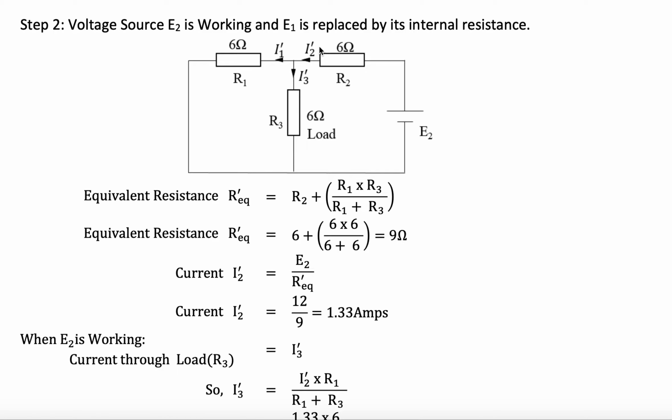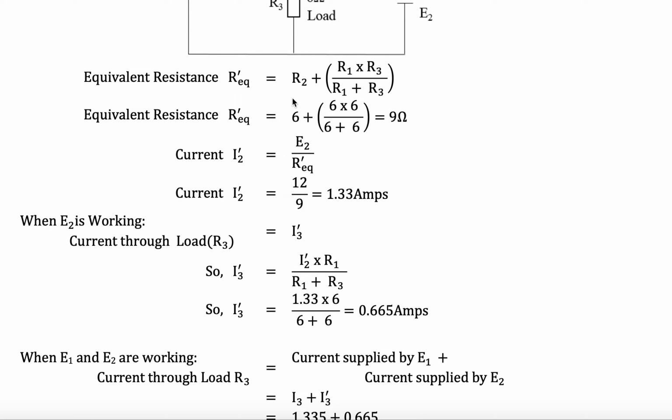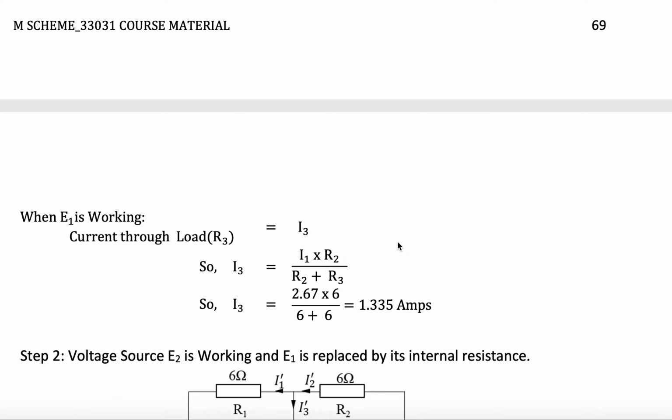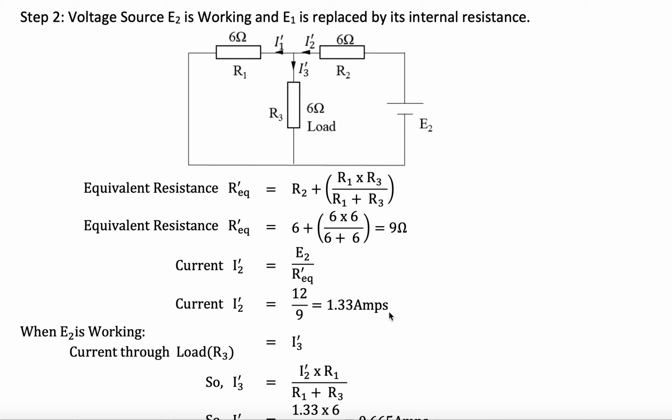12 by 9 into 1 by 2 is I3 dash. 12 by 9 into 1 by 2 is 6 by 9. 6 by 9 is nothing but 2 by 3. 2 by 3 is nothing but 0.666. So that is 0.666 ampere.